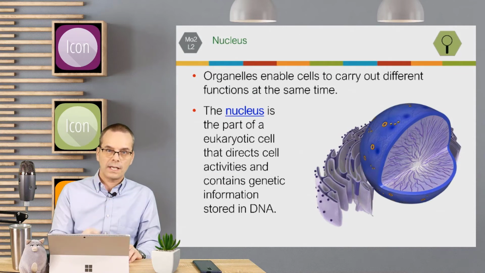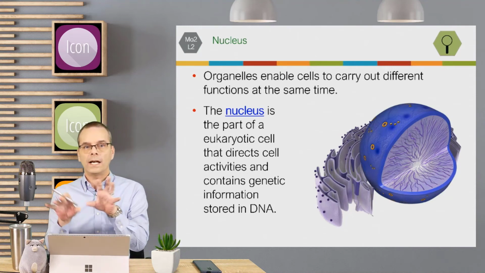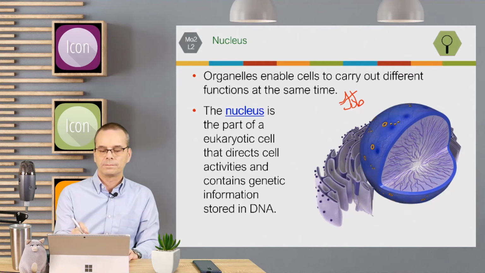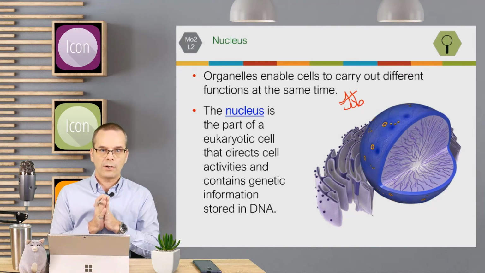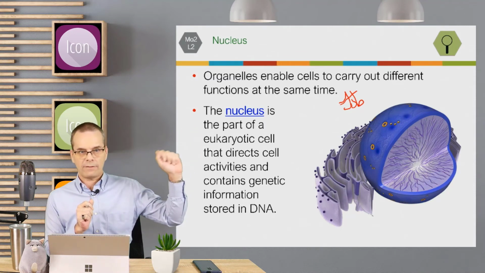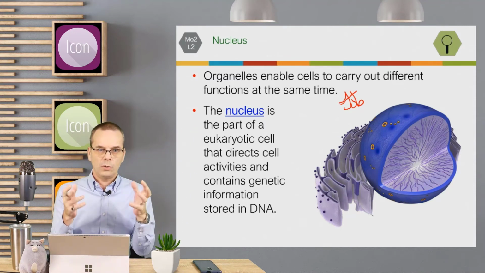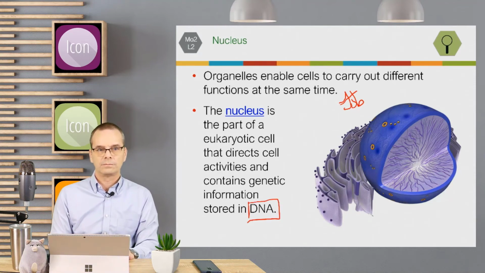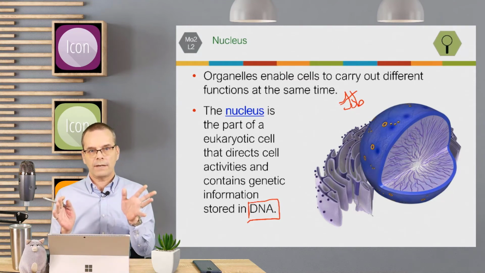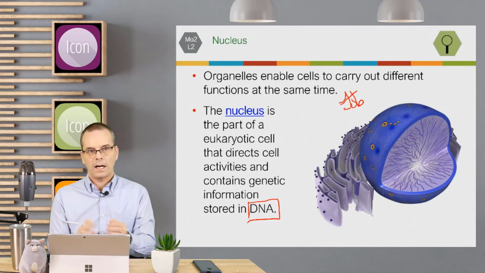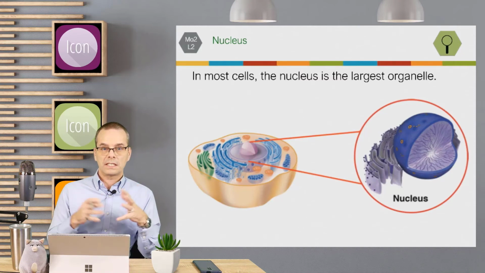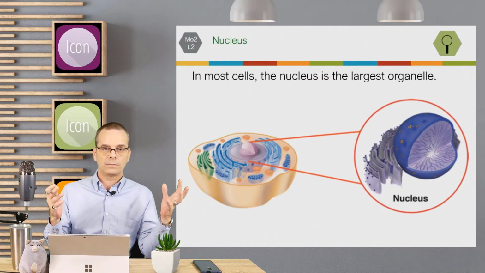Again, organelles enable cells to carry out different functions at the same time. Each organelle has its own job, right, that it's supposed to be doing. Now, the nucleus is part of a eukaryotic cell because prokaryotic cells do not have a nucleus. And this nucleus contains the DNA. All right? It stores all the genetic information for the cell. And in most cells, the nucleus is pretty much the biggest part of the cell.